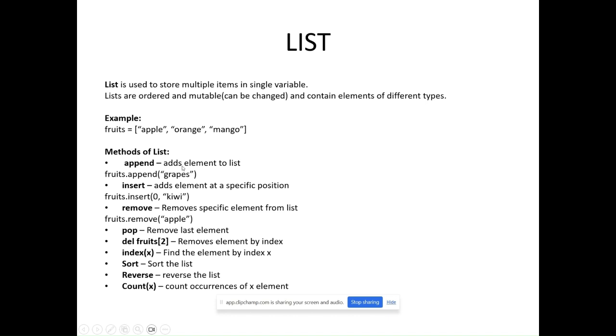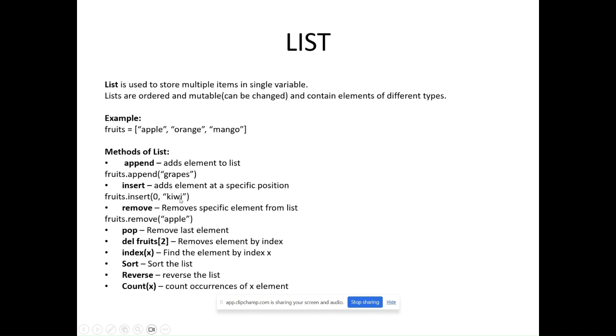And these are the methods we can perform on a list. Append is used to add an element to the list. The append method will add items at the end of the list. If you want to add elements in between, then you have to provide the index, and the insert method is used to add an element at a specific position. Append adds the element at the end of the list. Using insert, we can add in between the list items by providing the position.